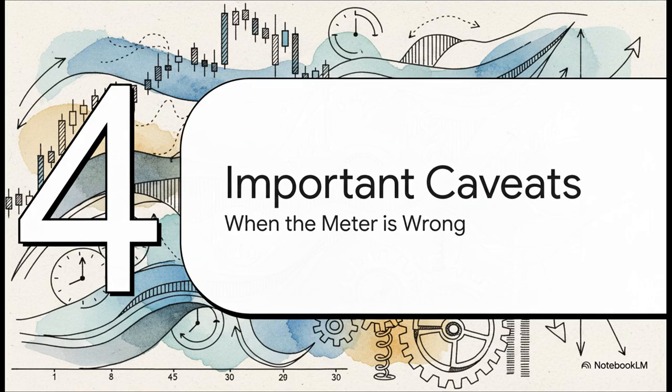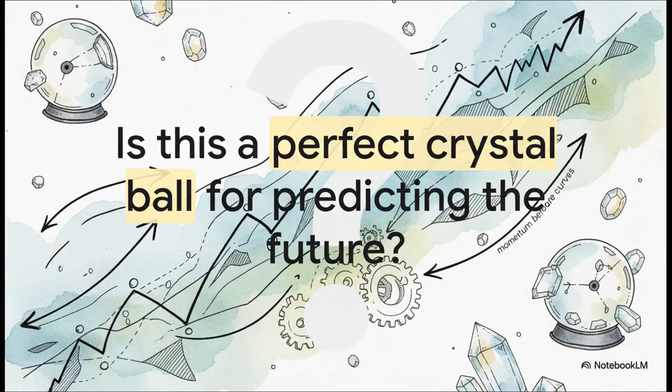Okay, hold on. Before you run off thinking this is some kind of magic bullet, we absolutely have to talk about its limits. Because like any tool, this momentum meter isn't perfect, and you really need to know when it can be wrong. So let's be super clear here. This thing is not a crystal ball. It doesn't predict the future. It's a tool that's really good at measuring one specific thing: momentum. And just like any other tool, it can be fooled.